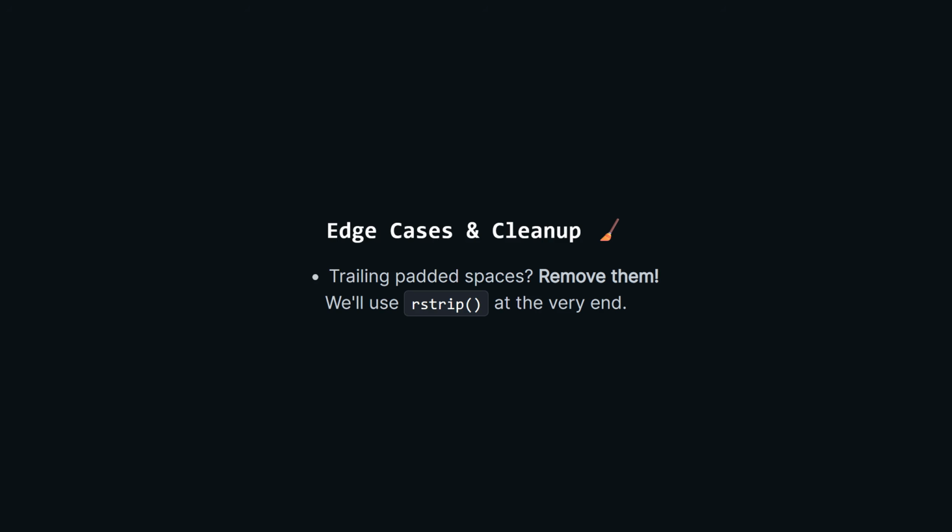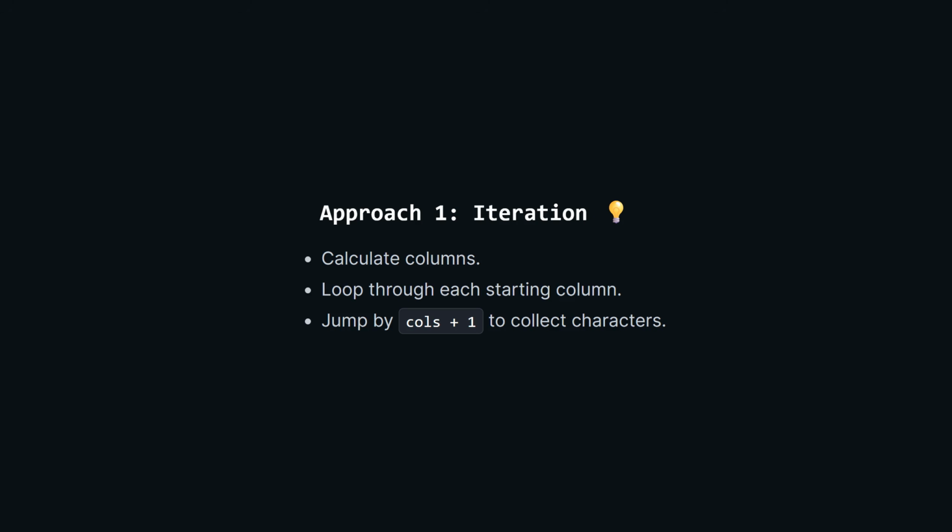There is one minor catch. The problem states that the grid might have been padded with extra spaces at the end to make it perfectly rectangular. When we decode it, we might grab those extra spaces. We just need to make sure we strip any trailing spaces off the very end of our final result. So our game plan is simple iteration. We find the columns, then start at the top of each diagonal, and use a loop to jump by our columns plus one value, picking up characters along the way.